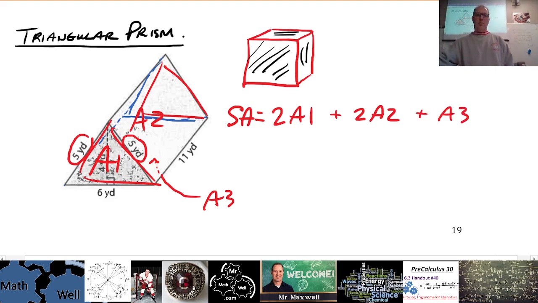So we should have 1, 2, 3, 4, 5. We should have 5 sides in a triangular prism. So let's make a little note here. There are only 5 sides in a triangular prism, not 6 like a rectangular prism.